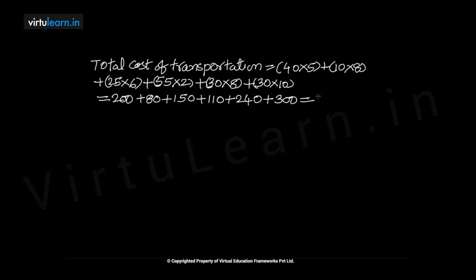So the total cost of transportation we got is 1080. This is using the northwest corner method.